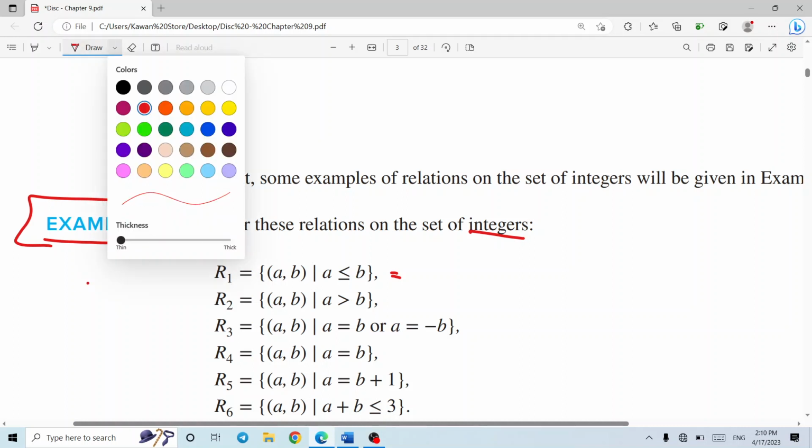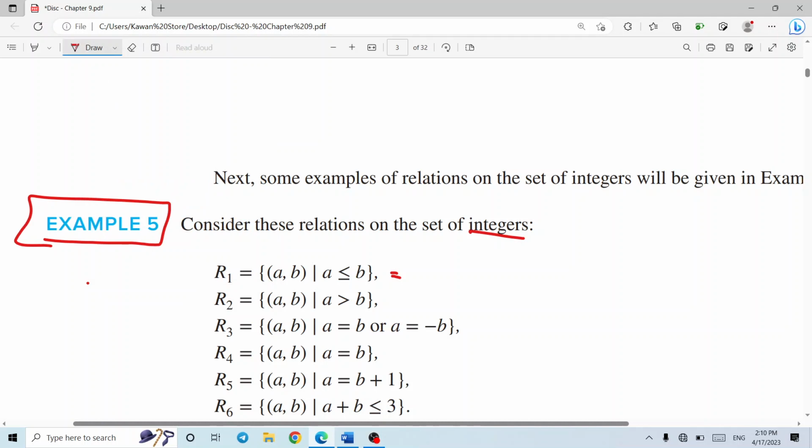Check A less than or equal to B. For example, in integers, I'm going to start with a negative. So -2 and -2 here, right? Why? Because -2 is equal at least, and -2 is less than -1, and -2 is less than 0. Am I right? And go on.